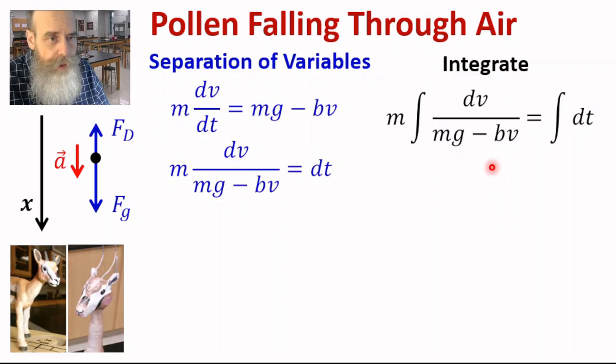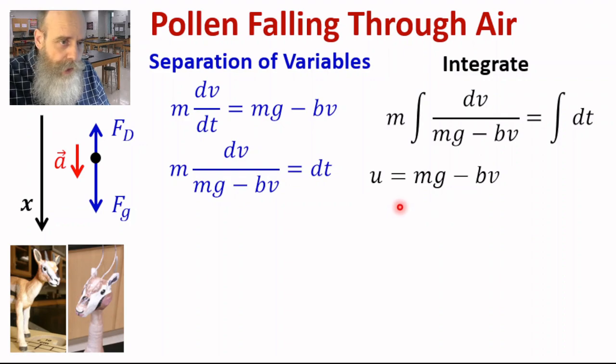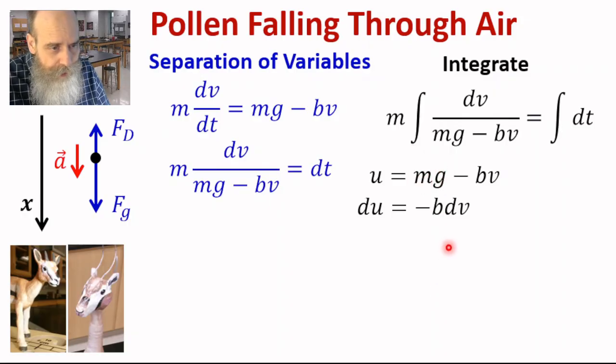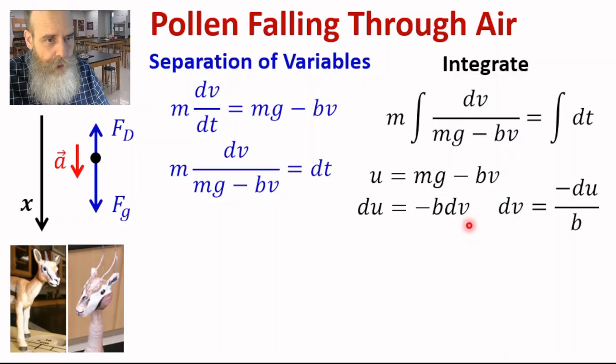What we can do is a u substitution. Let's say u equals mg minus bv. Then we'll take the du. Since mg is a constant, du equals negative b dv. So let's solve this for dv. And we get this. dv is negative du over b.